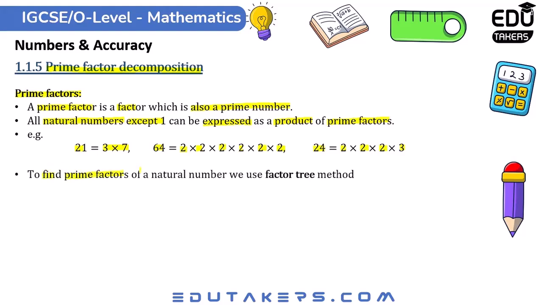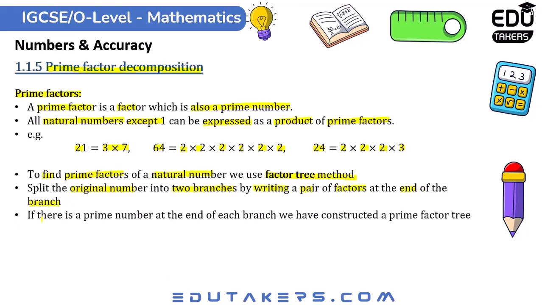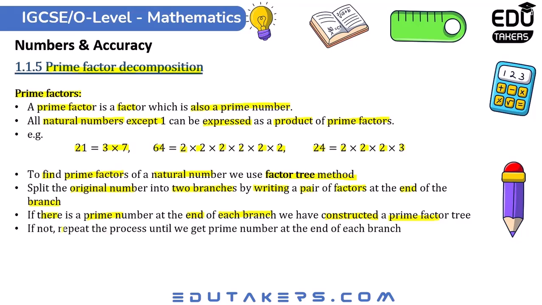To find prime factors of a natural number, we use the factor tree method. And what is the factor tree method? Split the original number into two branches by writing a pair of factors at the end of the branch. If there is a prime number at the end of each branch, we have constructed a prime factor tree. If not, then repeat the process until we get prime numbers at the end of each branch.